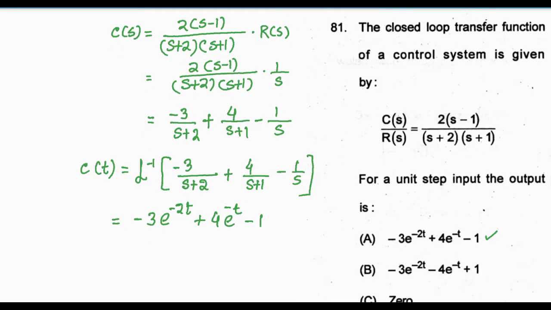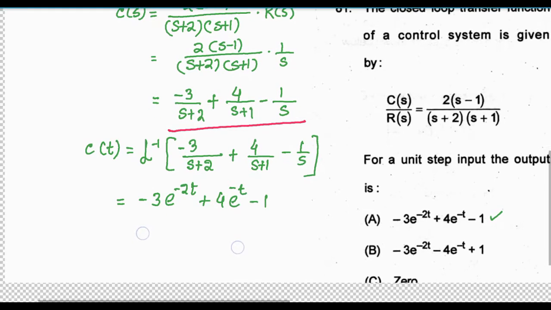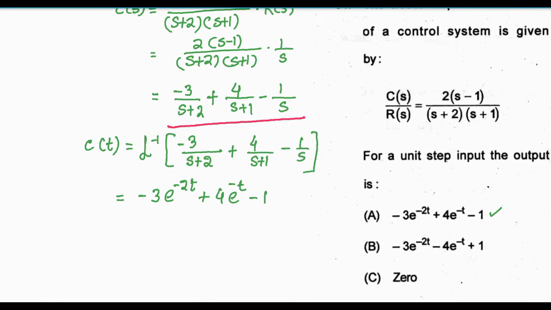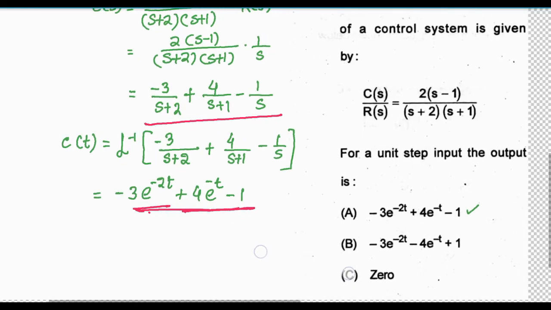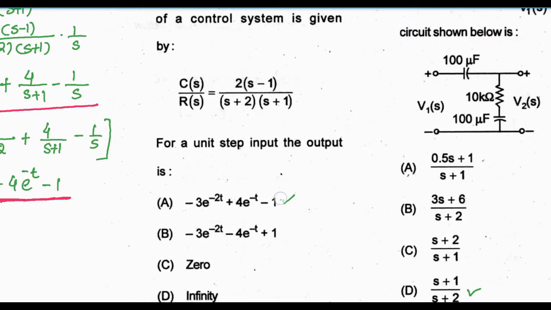Minus 3/(s + 2) plus 4/(s + 1) minus 1/s, and if we take the inverse Laplace transform of this one, this will be minus 3e^(-2t) plus 4e^(-t) minus 1. So this is the output when unit step input is given. So here option 1 is the correct answer, option A.